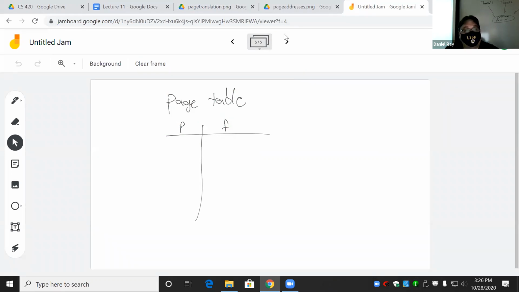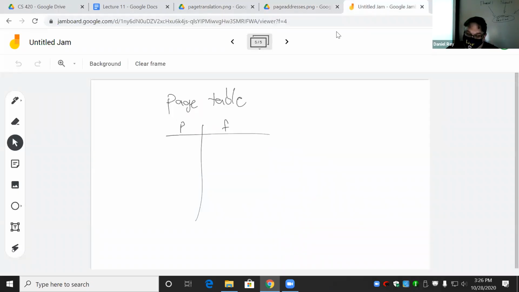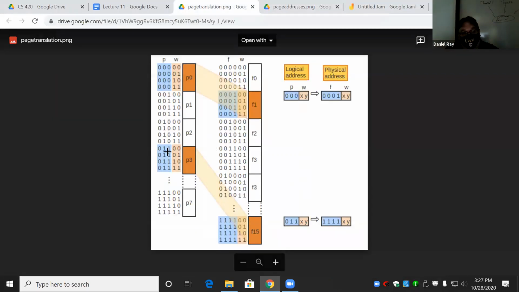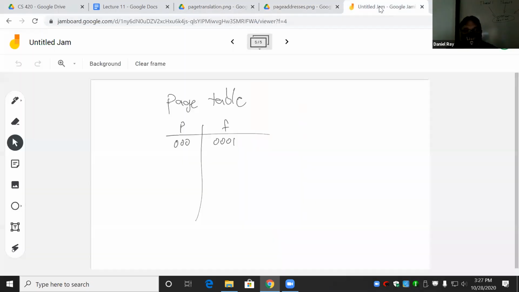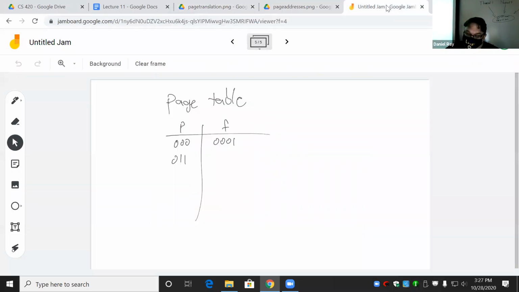And the page table merely has the page number and the frame number listed in it. So in our example, page number 000 maps to frame number 1. And page number 011, for 3, maps to frame number 111, for 15. Every process needs to have its page table stored.